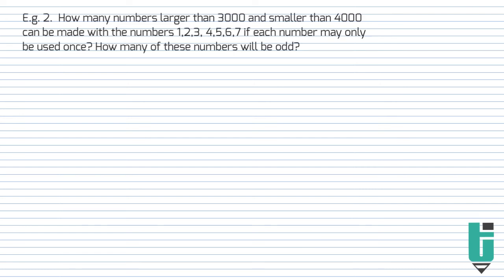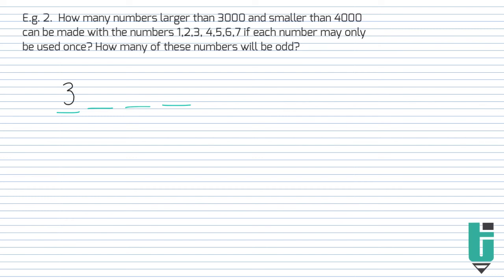Once again, let's draw out our number spaces. So we have 1, 2, 3, 4. We know that the first space has to be a 3, because we're still sticking with the fact that we need a number larger than 3000 and smaller than 4000. That 3 is fixed there, it's not going anywhere. So we can use any of the other numbers for the rest of the spaces except for 3. But now it's asking us how many of these numbers will be odd.